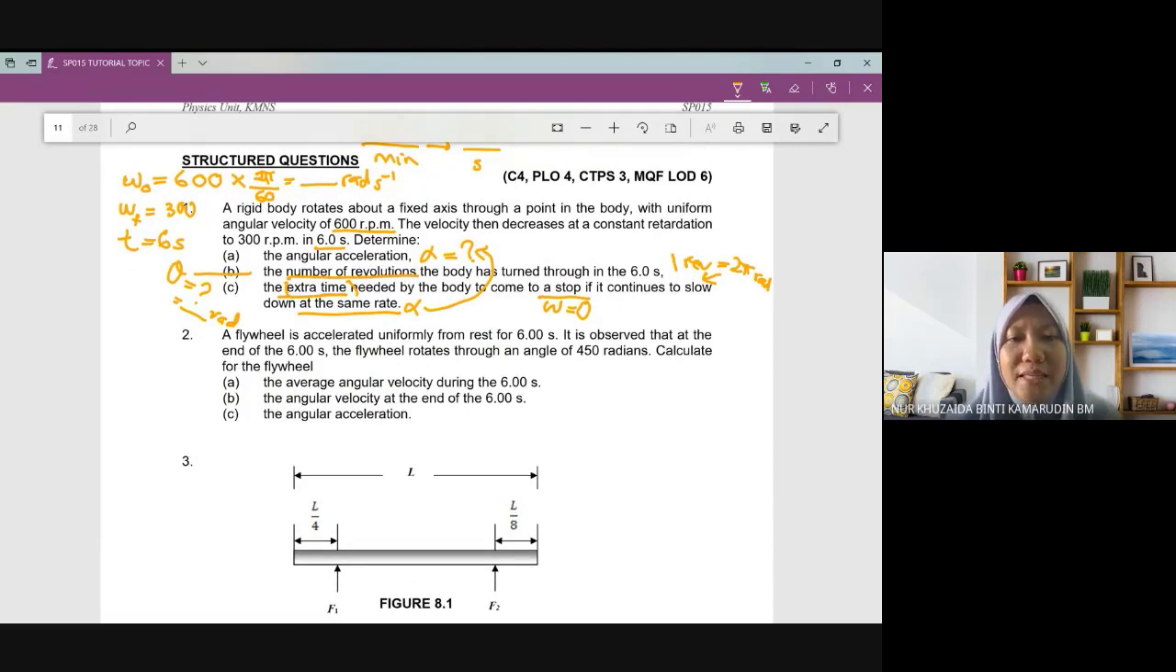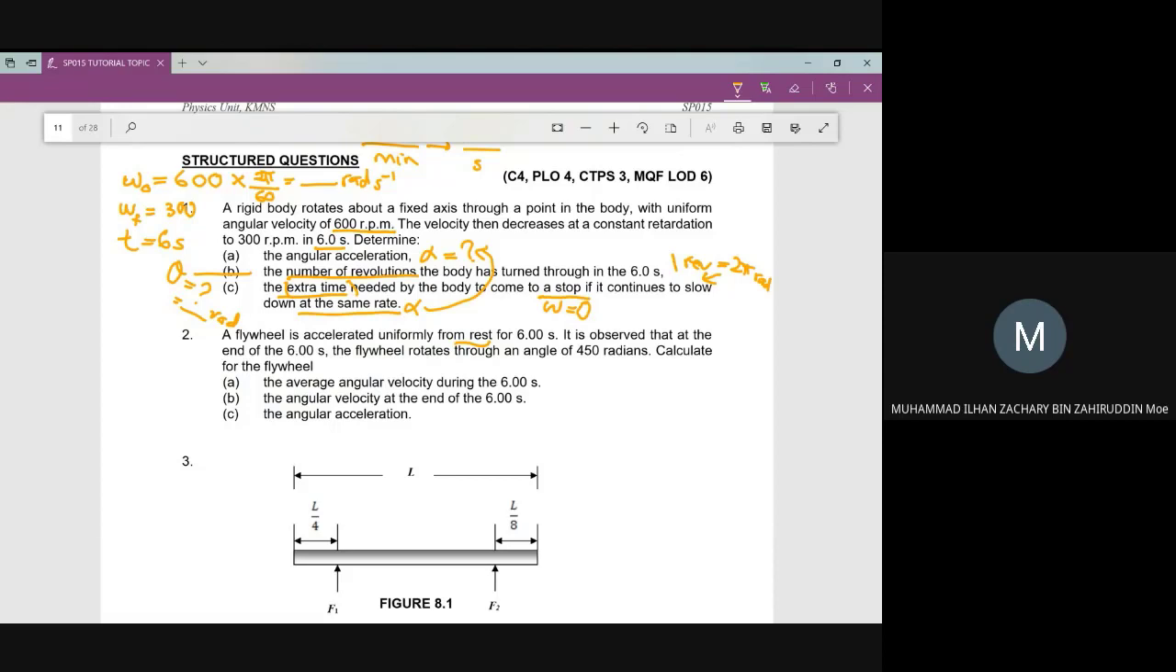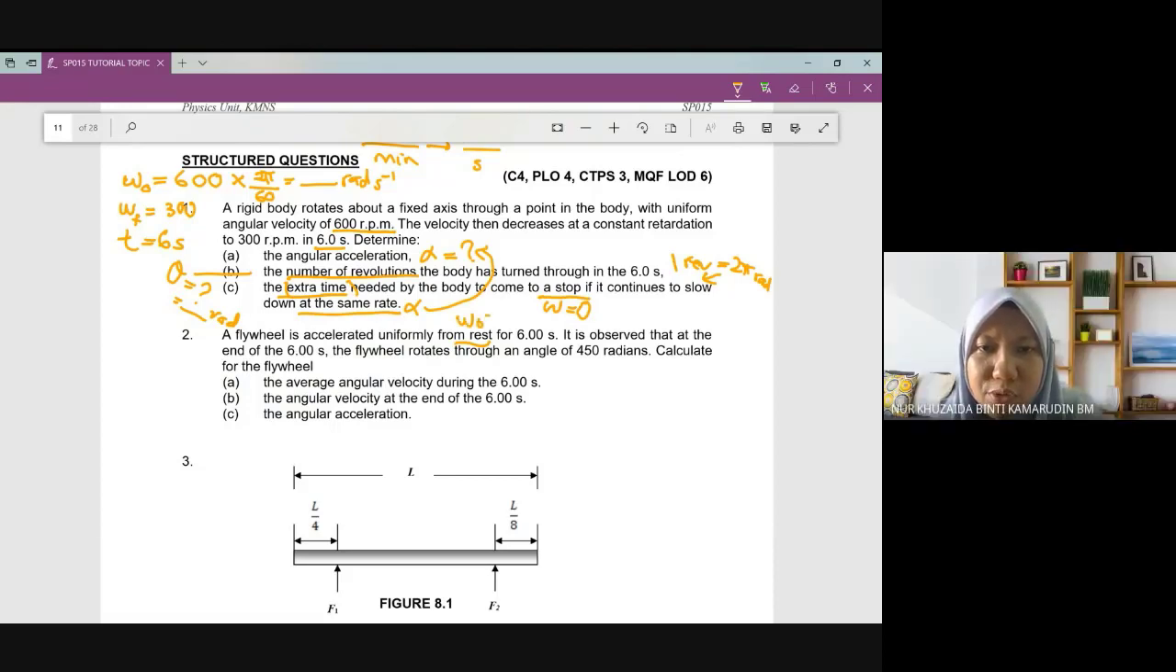So flywheel is accelerated uniformly from rest for 6 seconds. Okay, so dia accelerated from rest. So maksud from rest ni apa? What's the information that we have? Omega naught dia 0. Yes, very good. Omega naught equals to 0. Okay, and then it's given that T equals to 6 seconds.